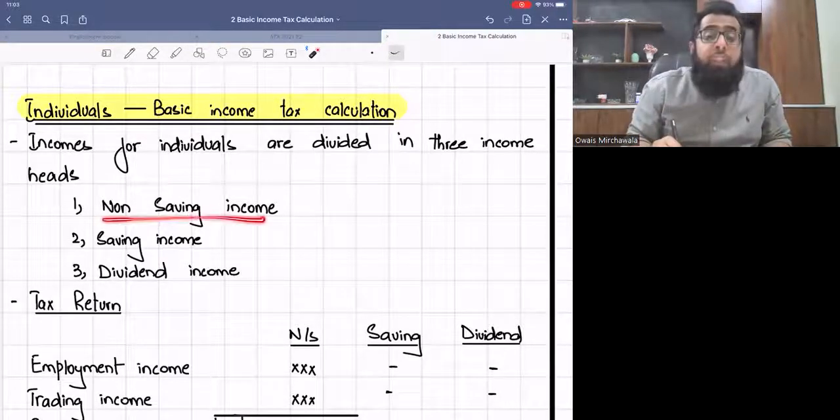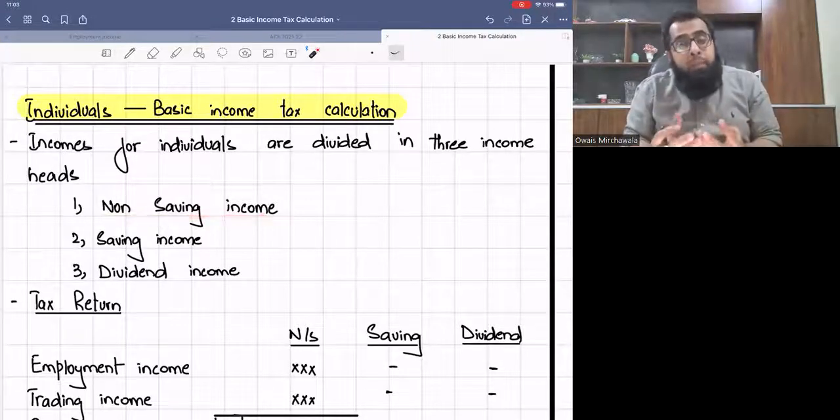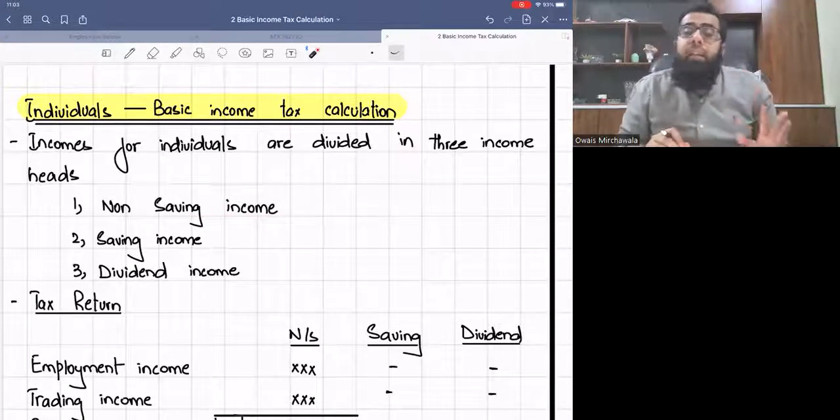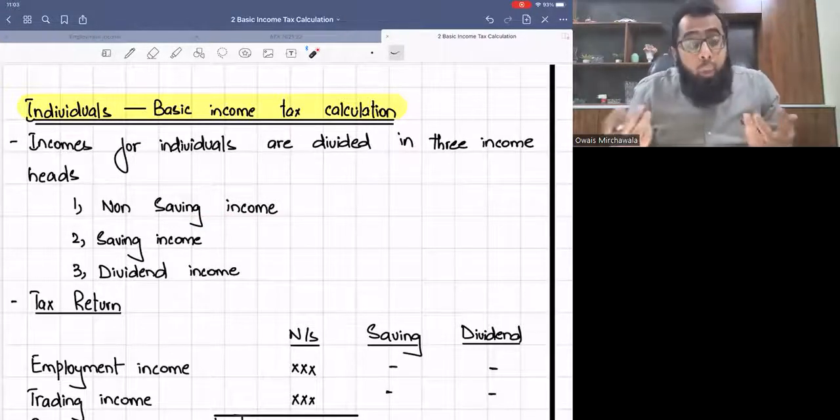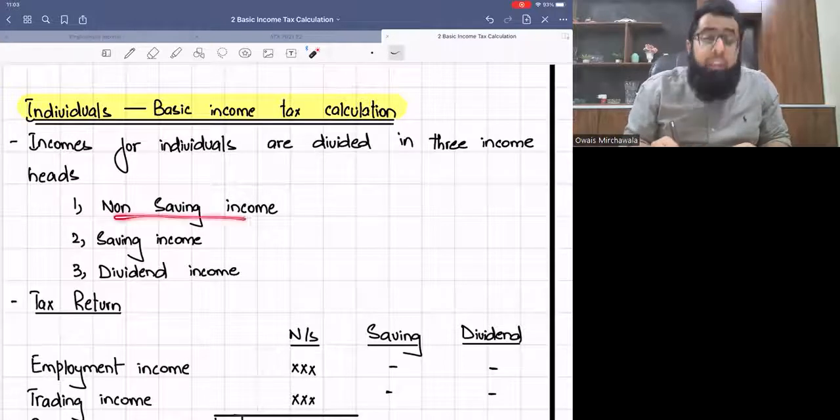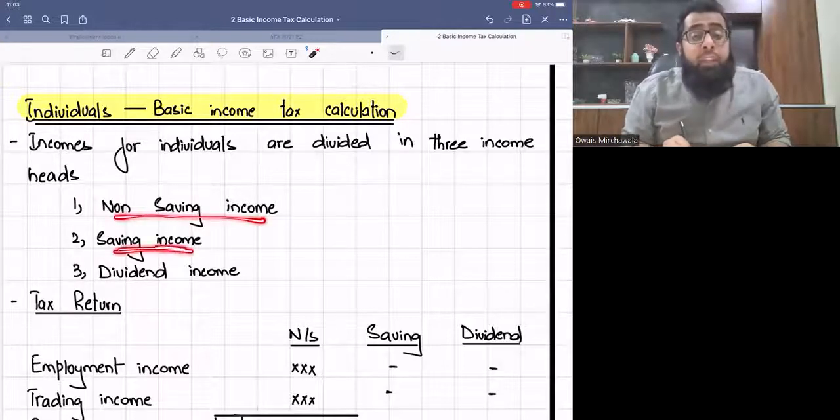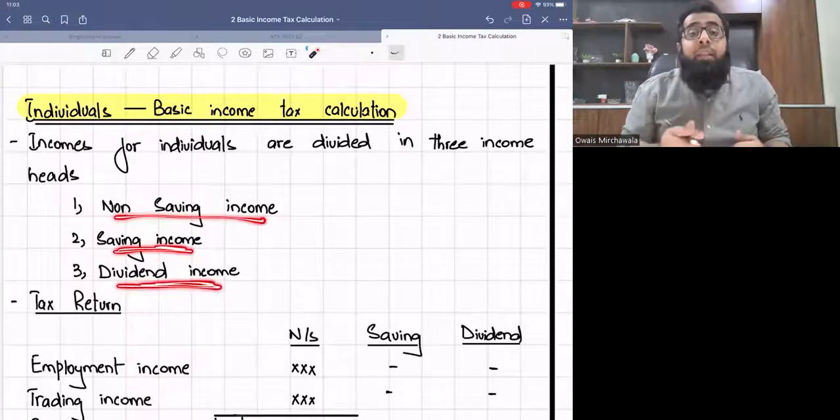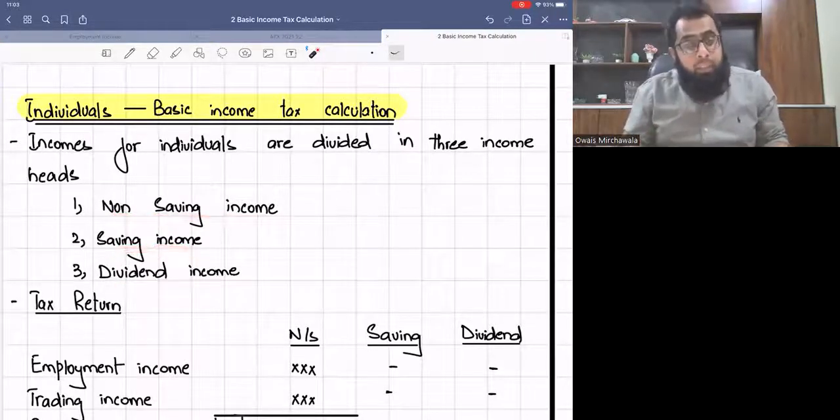The first head of income is non-saving income, which includes all the incomes except the interest income and the dividend income. It includes employment income, trading income, property income, and so on. Saving income includes interest income, and dividend income is the profit distribution from companies.